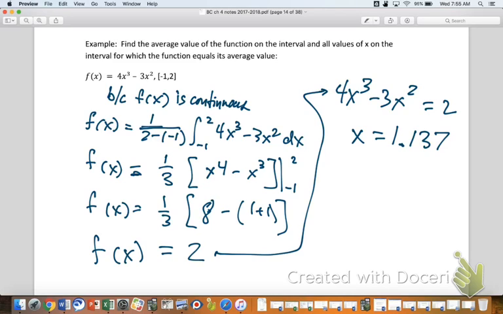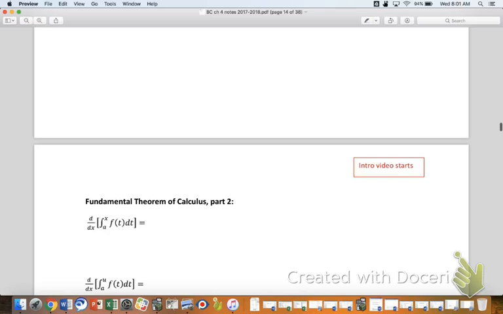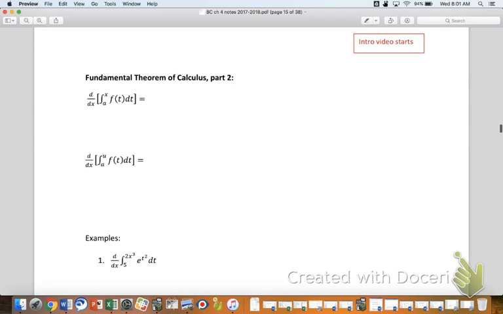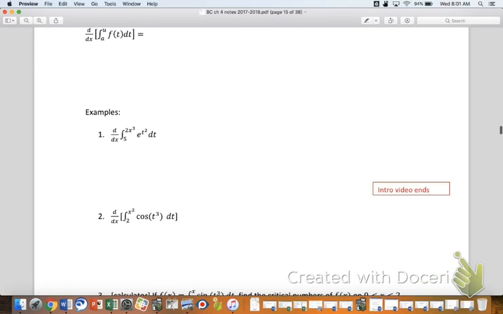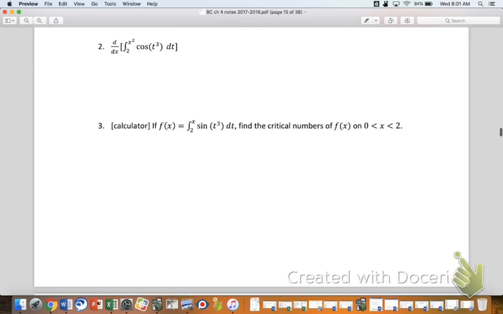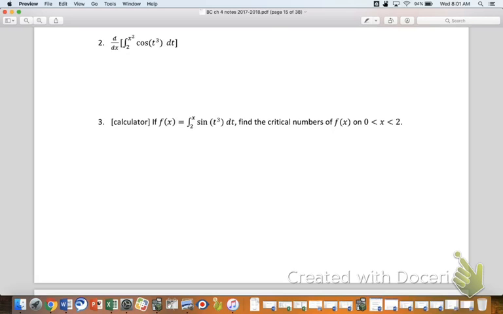Absolutely. Okay, let's flip over. So the next part here was part of the intro video. It is a continuation of the fundamental theorem of calculus, and it's definitely going to be used right here, right now. So if you would, maybe you remember this. If you guys could, please take a look at number 2.